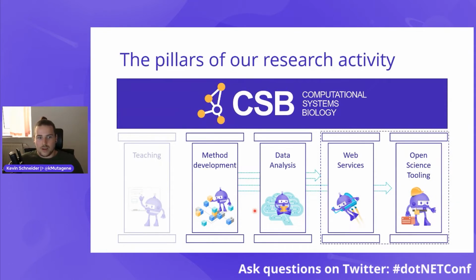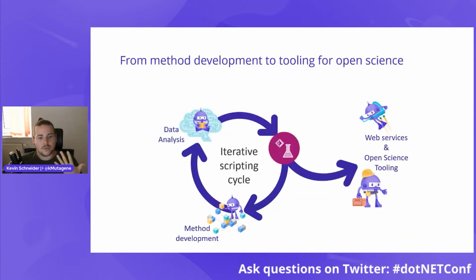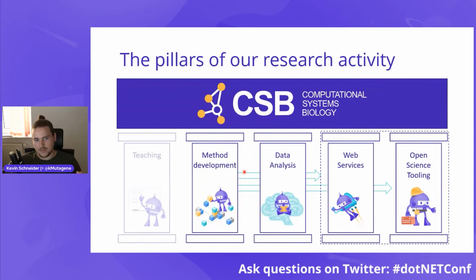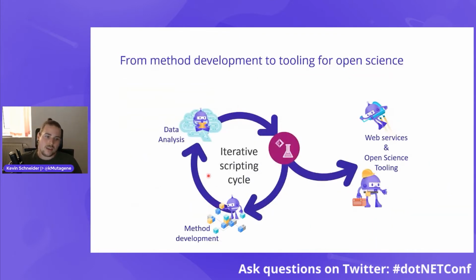And I will now focus more on the data science part of our work. So for both of these pillars here, method development and data analysis, what is really the outstanding property of F# is that it is an amazing prototyping language. You can get going really fast with F# and get into something that I would call here an iterative scripting cycle, where you have this scripting environment. You can directly execute code inside there and get productive really fast.